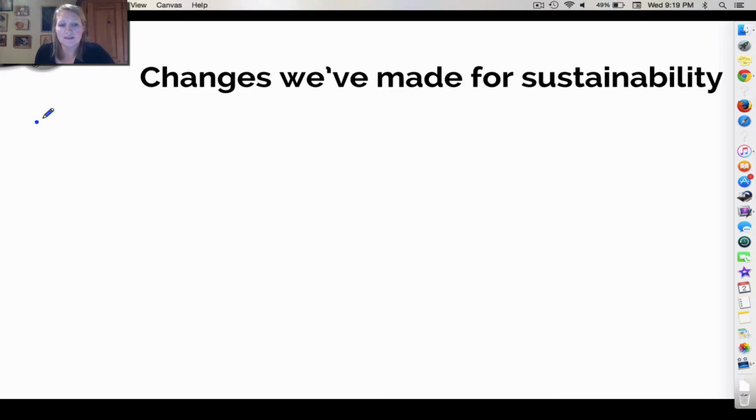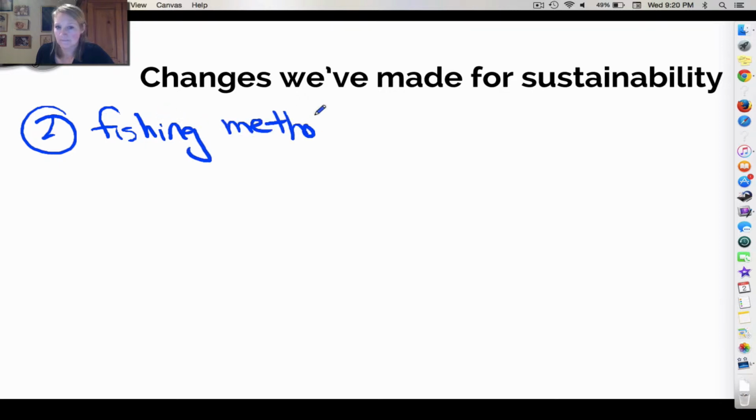The second type of change that we've made to make fishing more sustainable is we have changed our fishing methods. One thing is the nets that we use for fishing, more like professional fishers, fishing boats, whatever it is. The nets have larger mesh.